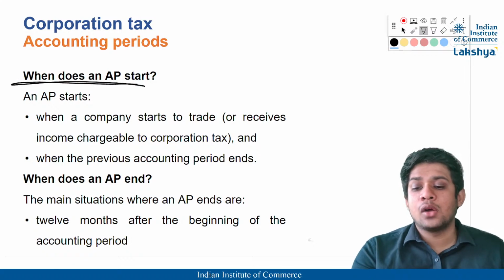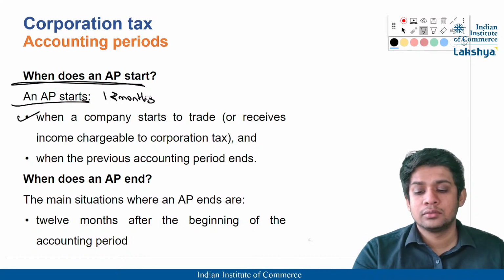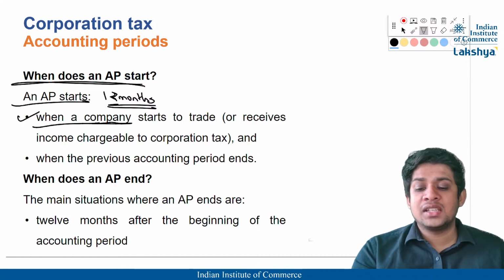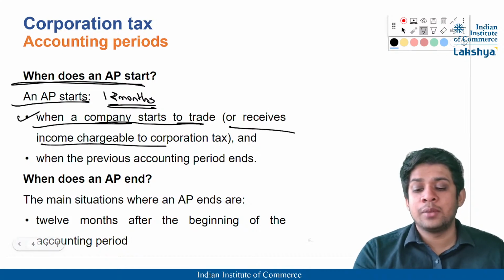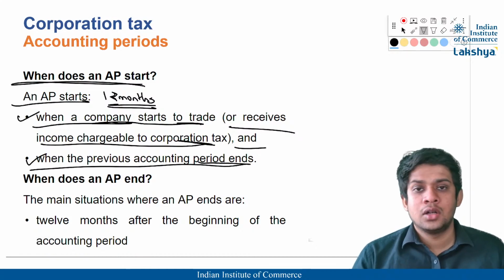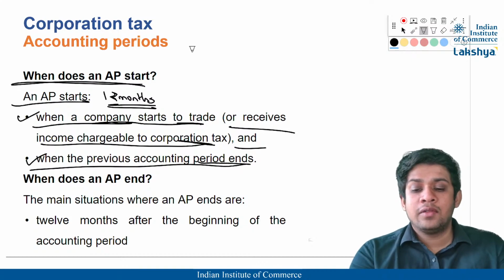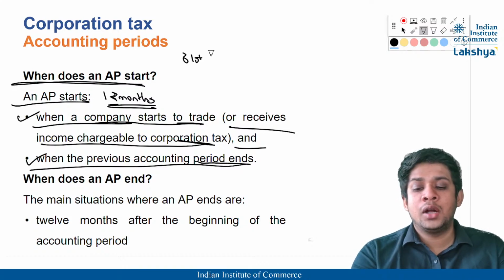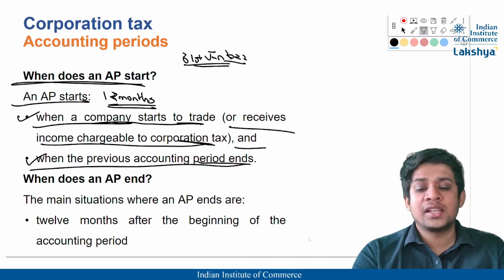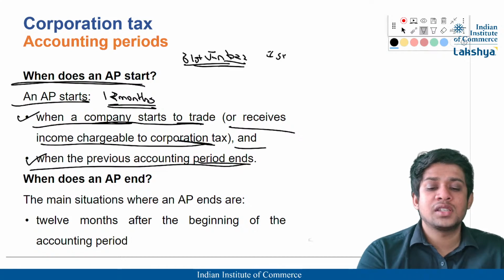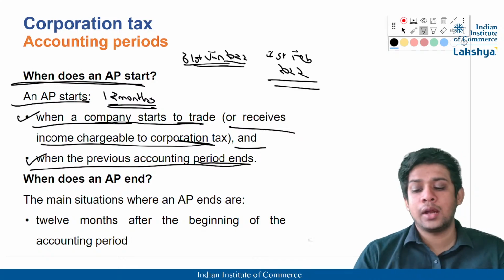Okay. When does an accounting period start? As I told you, the accounting period is a 12-month period. Okay, it is fixed at 12 months. It starts when a company starts to trade or receives income chargeable to corporation tax, and when the previous accounting period ends. Technically, maybe my previous accounting period ended on 31st Jan 2022. So the next accounting period will start from 1st Feb 2022. That I've already explained to you, correct?